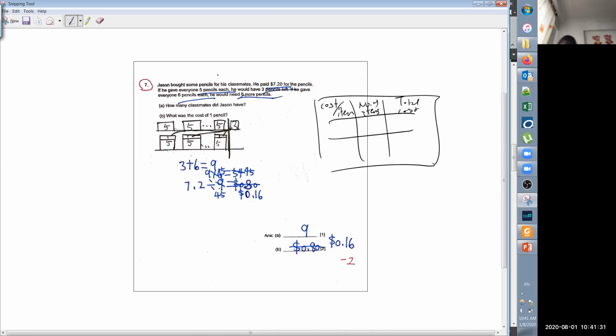Okay, so it says some pencils. So he paid 7 for the pencils. So he gave everyone 5 pencils each. He would have 3 pencils left. Then he gave everyone 6 pencils each. He would need 6 more pencils. This is also a table, but not this table. What table should you fill?